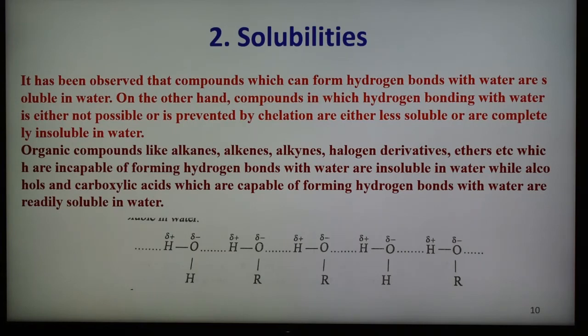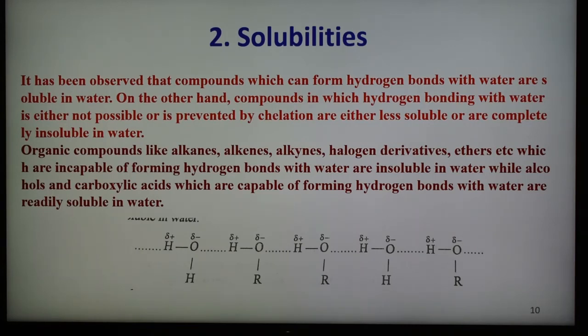depends on hydrogen bonding. A compound which can form intermolecular hydrogen bonds with a solvent like water would generally be soluble in that solvent, but a compound in which hydrogen bonding with the solvent molecule is prevented due to intramolecular hydrogen bonding would be less soluble or insoluble in that solvent. So we can say that compounds which form hydrogen bonding with the solvent are soluble, and those which do not form hydrogen bonds are insoluble. And some examples are also there. Hydroxy compounds like methyl alcohol, ethyl alcohol, and sugar are highly soluble in water due to the formation of hydrogen bonds between the solute and water molecules.